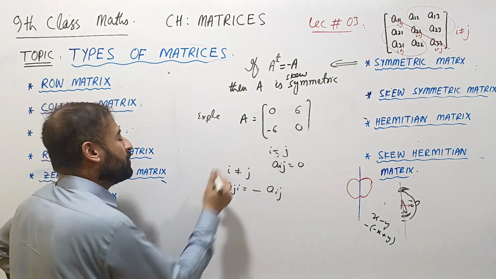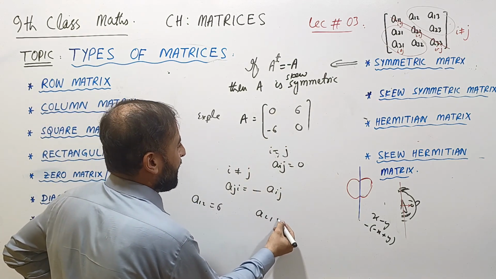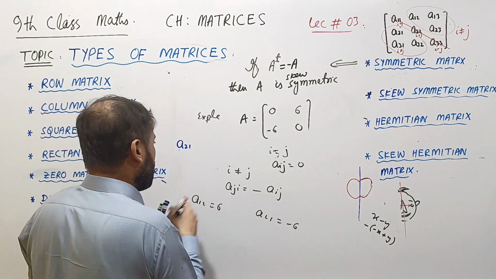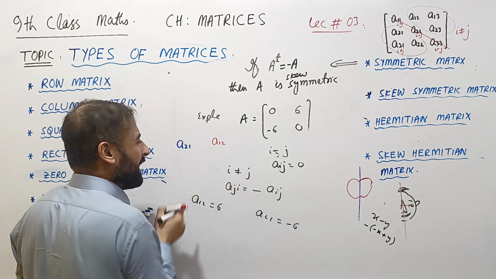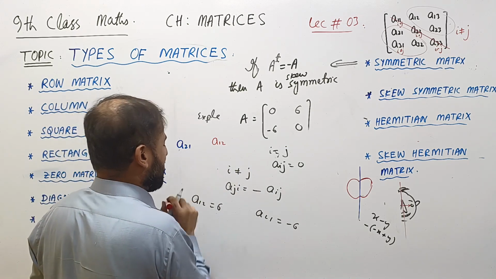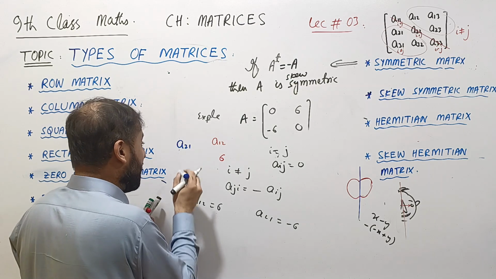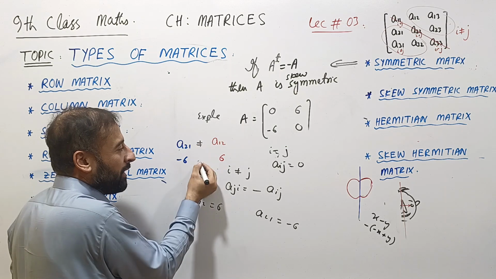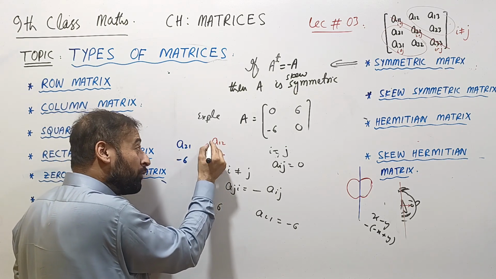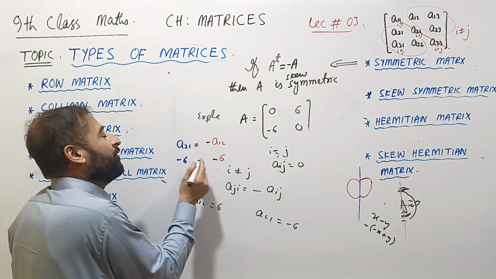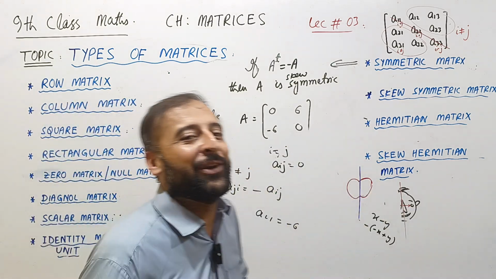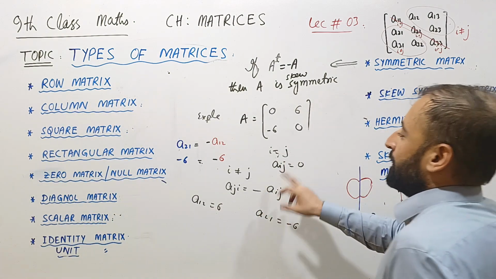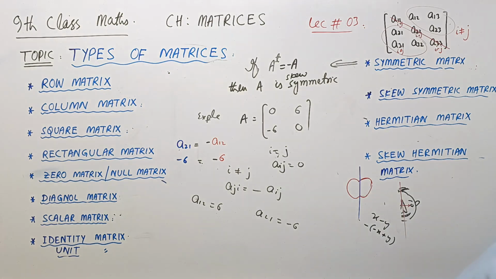For example, here you see a12 is 6, a21 is minus 6. So you can't say that a21 is equal to a12. They are not equal. But if I multiply a12 with a minus sign, then they are equal. We say a21 is minus a12: same in magnitude, but opposite in sign. These are the mathematical conditions of a skew symmetric matrix.